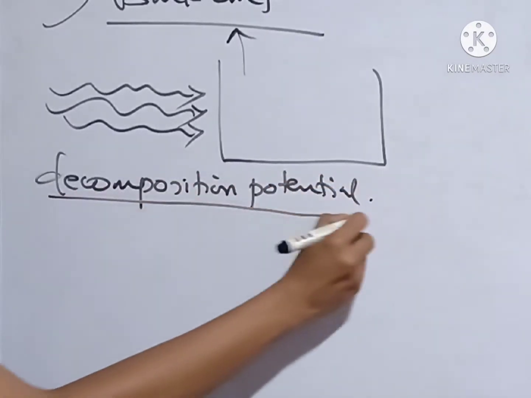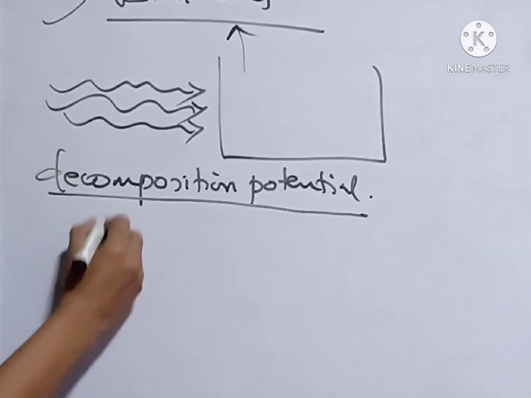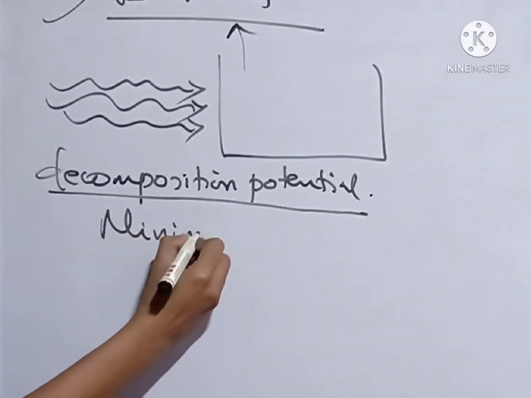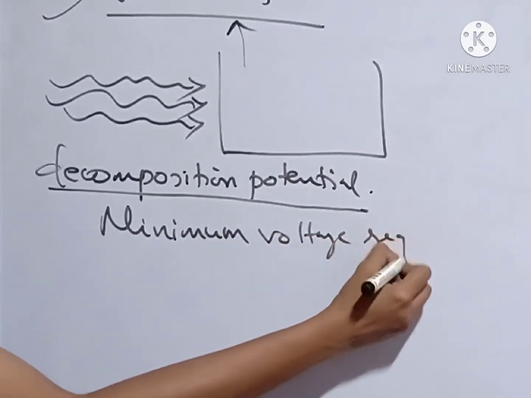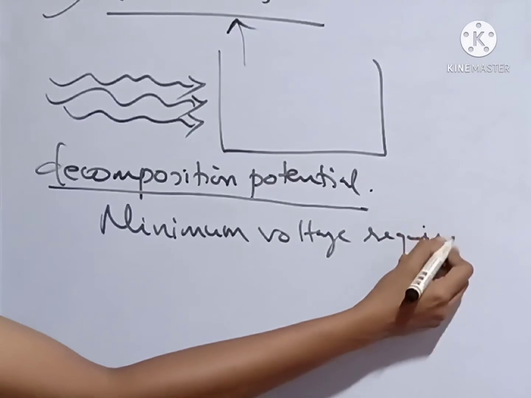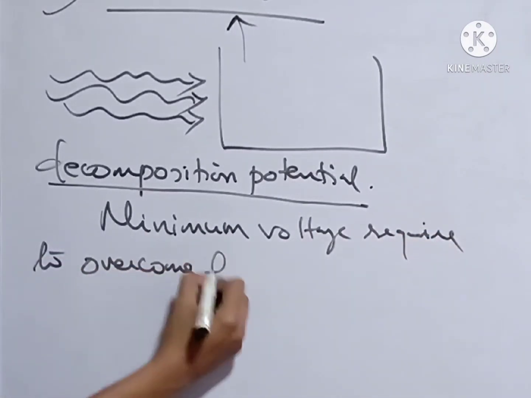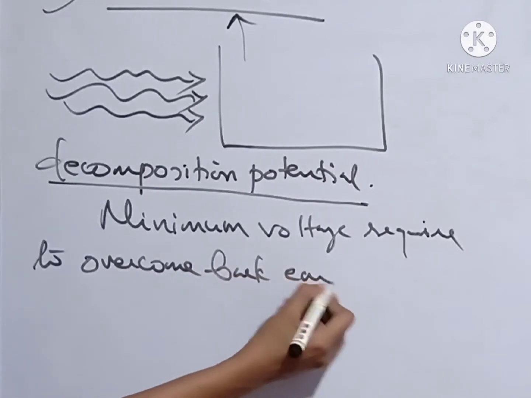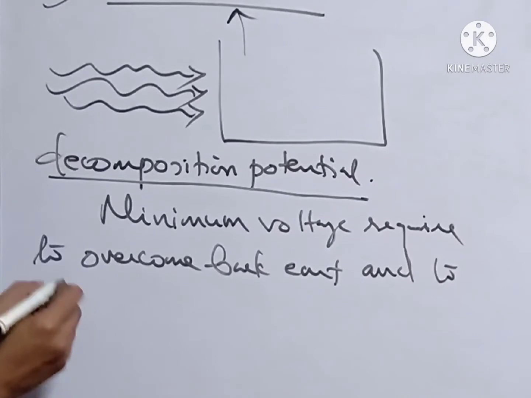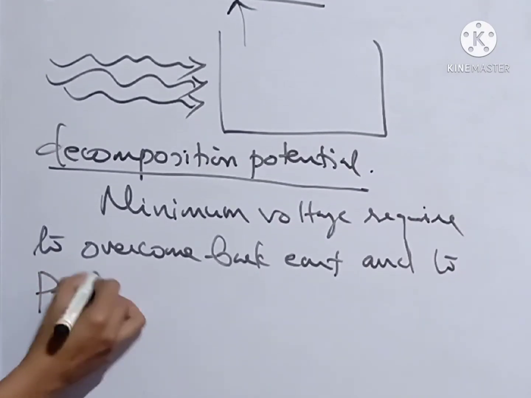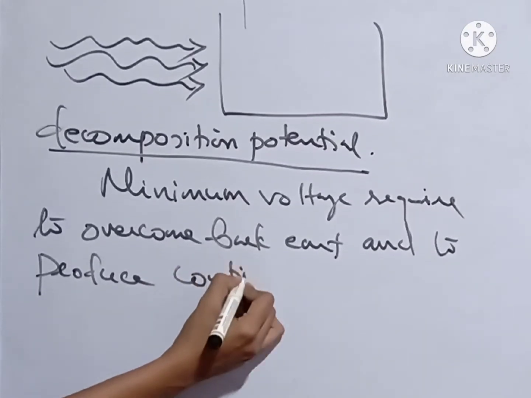So we can define decomposition potential as the minimum voltage required to overcome back EMF and to produce continuous electrolysis.